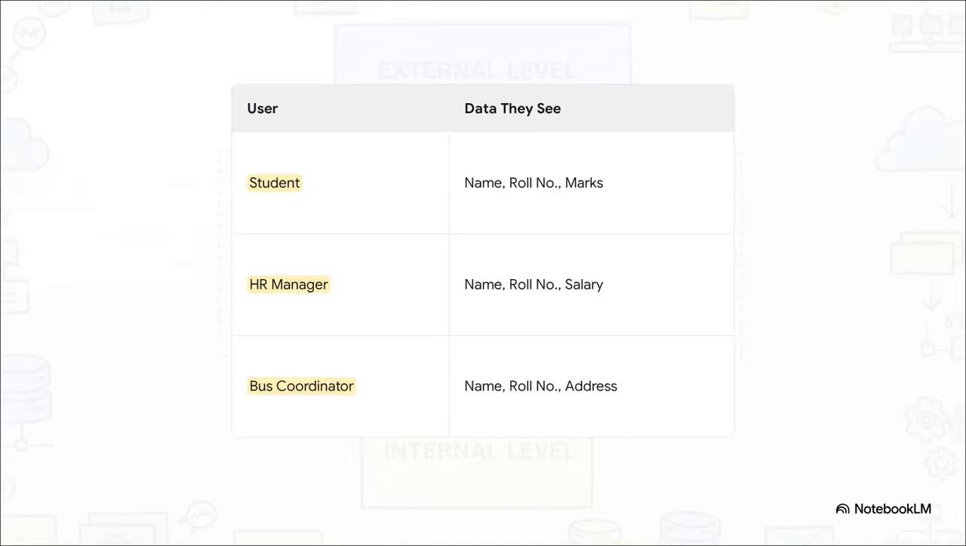So let's take a university database. A student logs in, and what do they see? Their name, their roll number, their marks. That's their view. But then an HR manager logs into that same system. They see the student's name, sure, but also their department and salary. And then you have the bus coordinator. They need to see the student's address and phone number to plan routes. See? One database, three totally different, secure views, all tailored for each person.